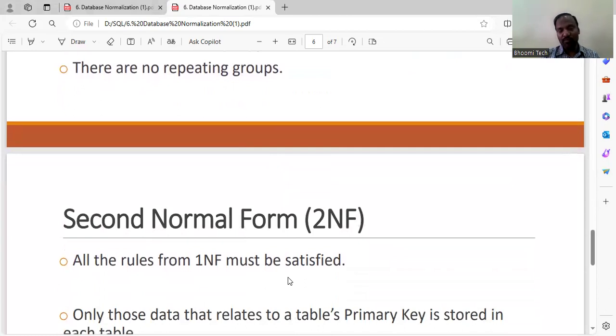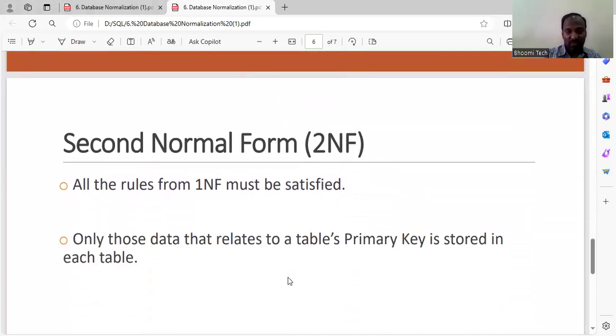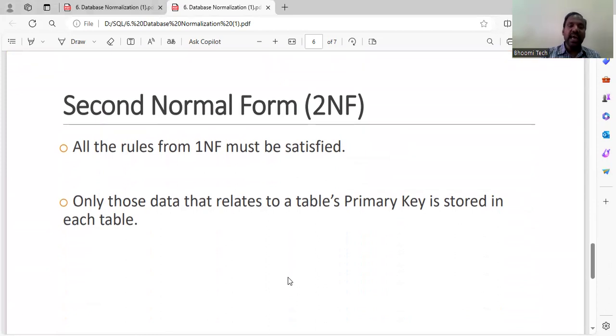Let's go to second normal form. All the first normal form rules must be satisfied. Then, only data that relates to a table's primary key is stored in each table. What do you mean by this? It simply means that the primary key should relate to each table. The primary key should be stored in each table and it should be related. This is the second normal form. So all the first normal form conditions should be met, and also the second normal form.